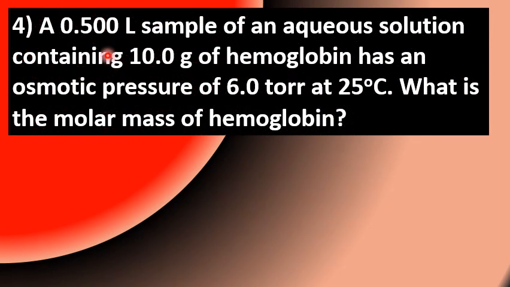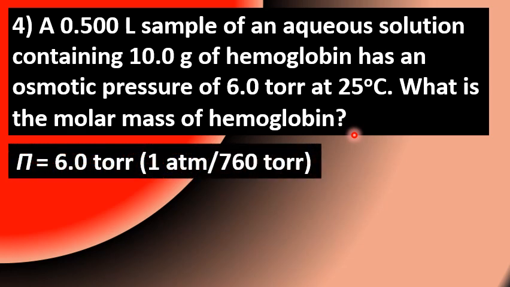Let's look at this problem. Okay, a 0.500 liter sample of an aqueous solution containing 10.0 grams of hemoglobin has an osmotic pressure of 6.0 torr at 25 degrees Celsius. What is the molar mass of hemoglobin? All right, so the molar mass of hemoglobin is our target variable.